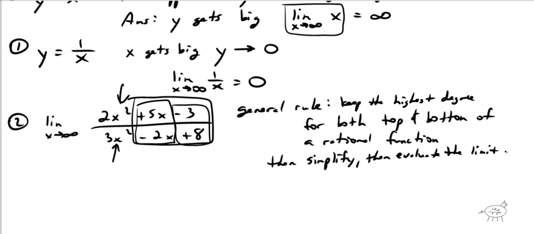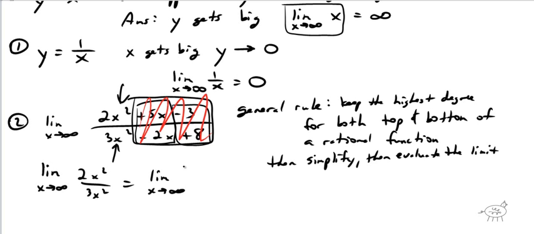So again, this stuff is out of here, right? And truly, I have the limit as x approaches infinity of 2x squared over 3x squared. Now you simplify that, and of course, what does that simplify to? Well, the x squared's cancel. Don't I get 2/3? And then I evaluate the limit. Now, this is a constant here. It's 2/3. There's no x there anymore. So what's the answer to this? 2/3.